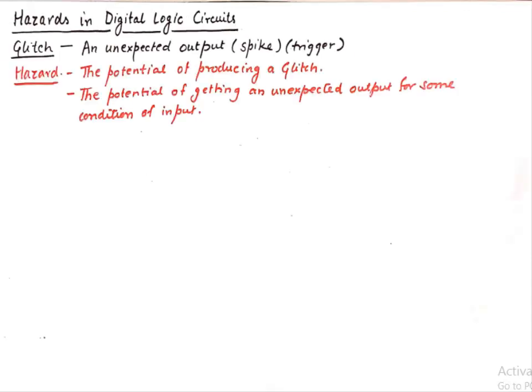And then we could proceed on to form the definition of a hazard. Hazard is the potential of producing a glitch. In any logic circuit, the potential of getting a glitch is known as a hazard. We would say that the circuit is hazardous. The potential of getting an unexpected output for some condition of input is precisely known as hazard.